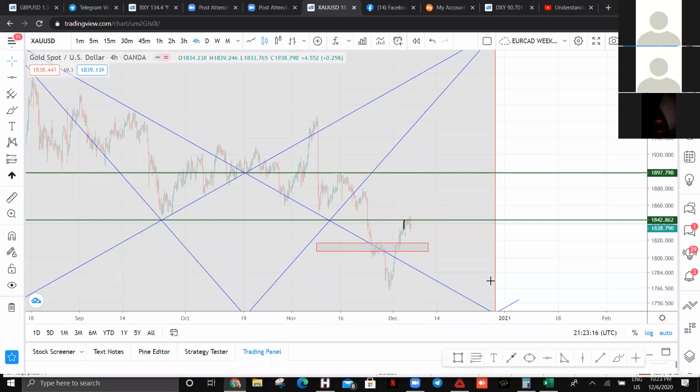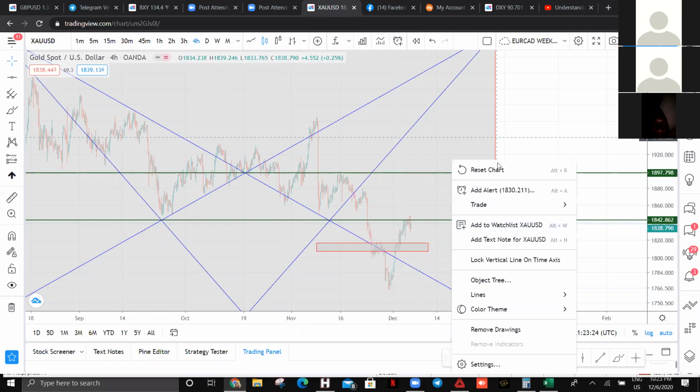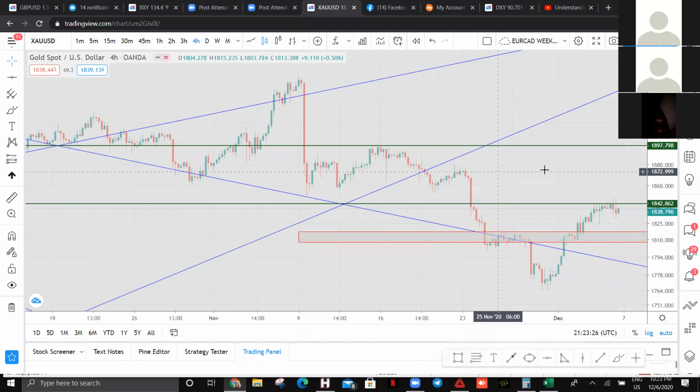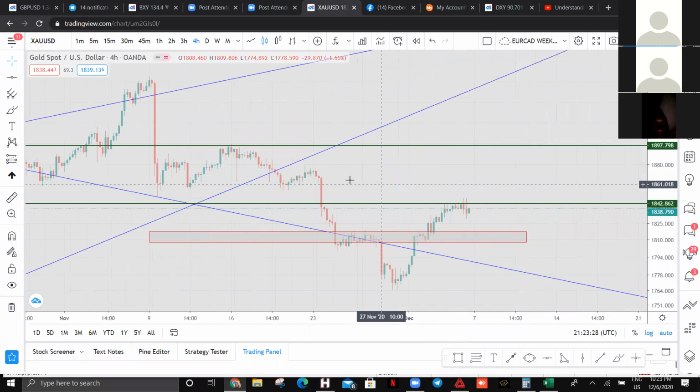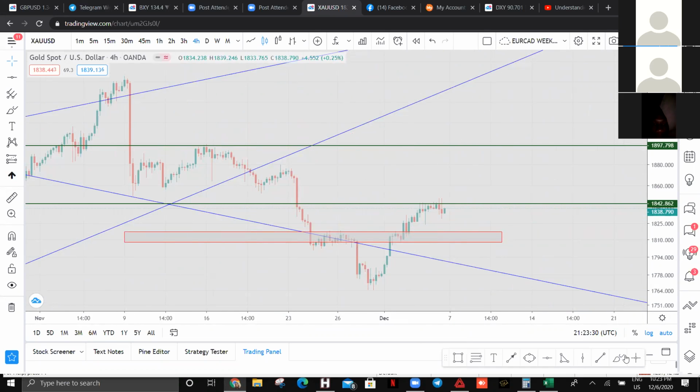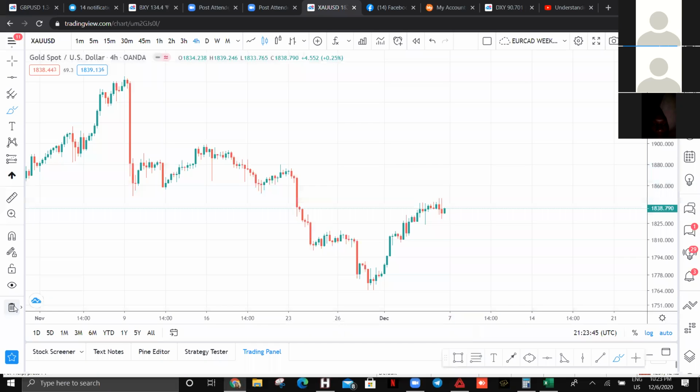Why I'm still on the sell for gold is because I've not seen the reason to buy. It's still underneath my pivot level. That's why the last call I made on gold was a sell. Until it breaks out of this level, like this, then I'm buying it to 1897. I'm going to show you how I did that. So I'll delete this one and draw a fresh one.